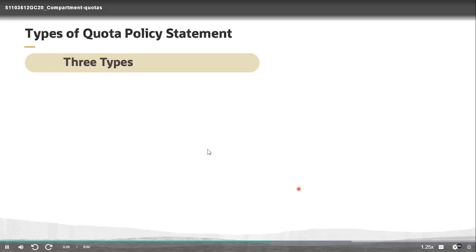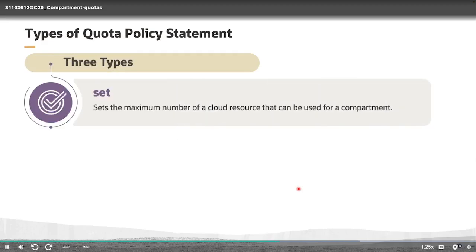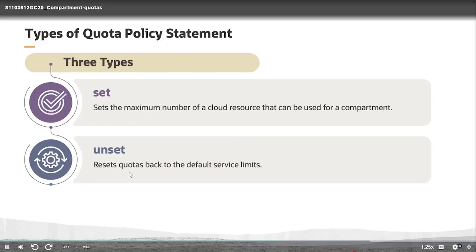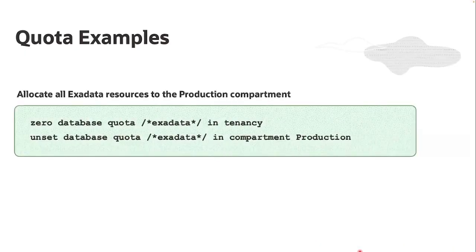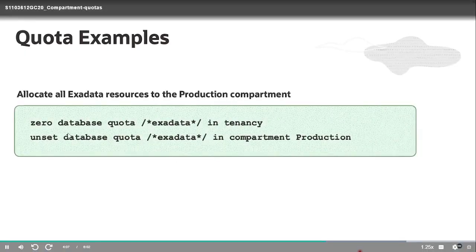In addition to the set statement, we have 2 more quota policy types available. Like we have seen, the set action keyword is used for setting resource quota limit. Then we have this unset keyword. It is used to unset quota limits back to the default service limit. That is, it will reset quotas for a particular resource back to the default service limit of your tenancy. And then we have the zero keyword to set quota value to 0, which effectively removes access to the resource in the specified compartment.